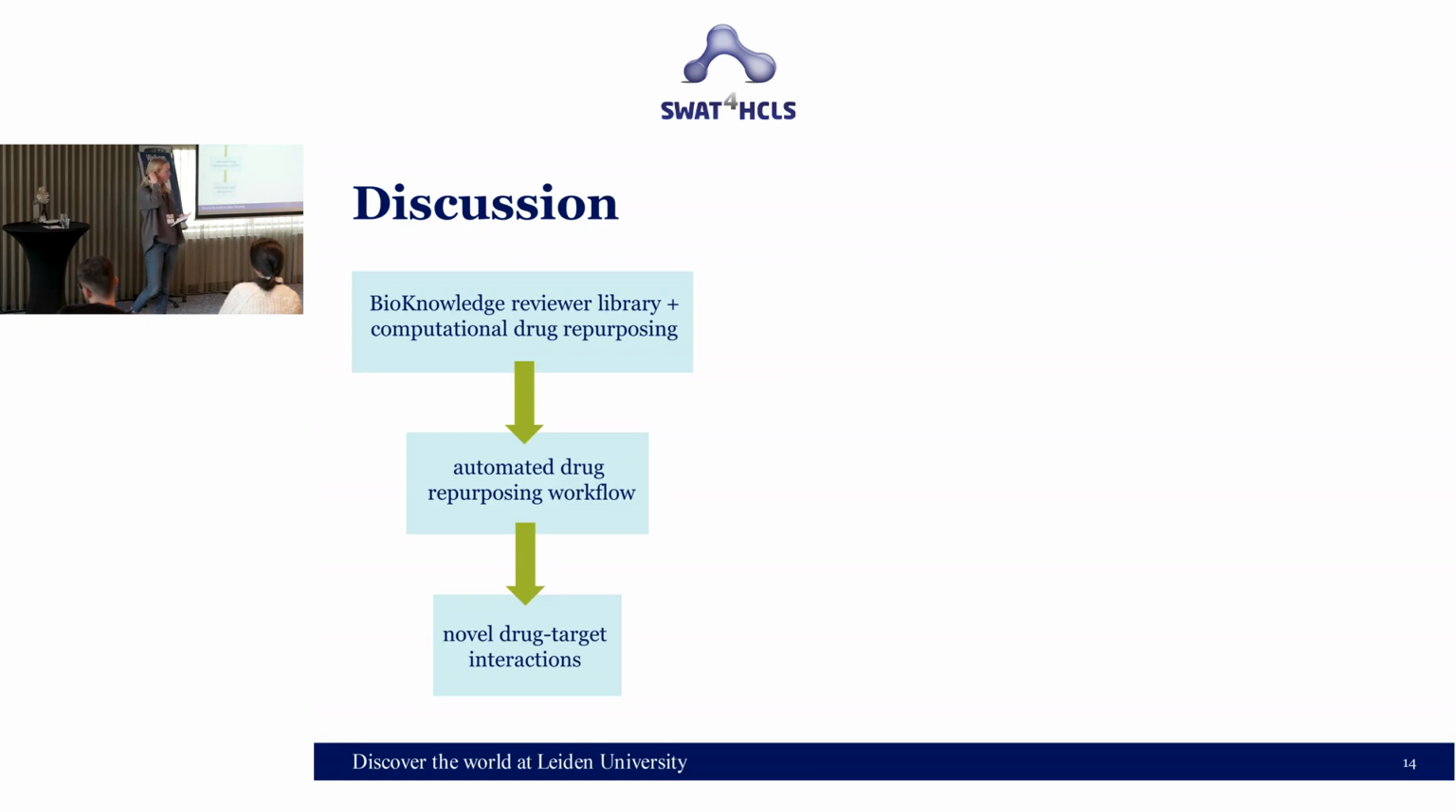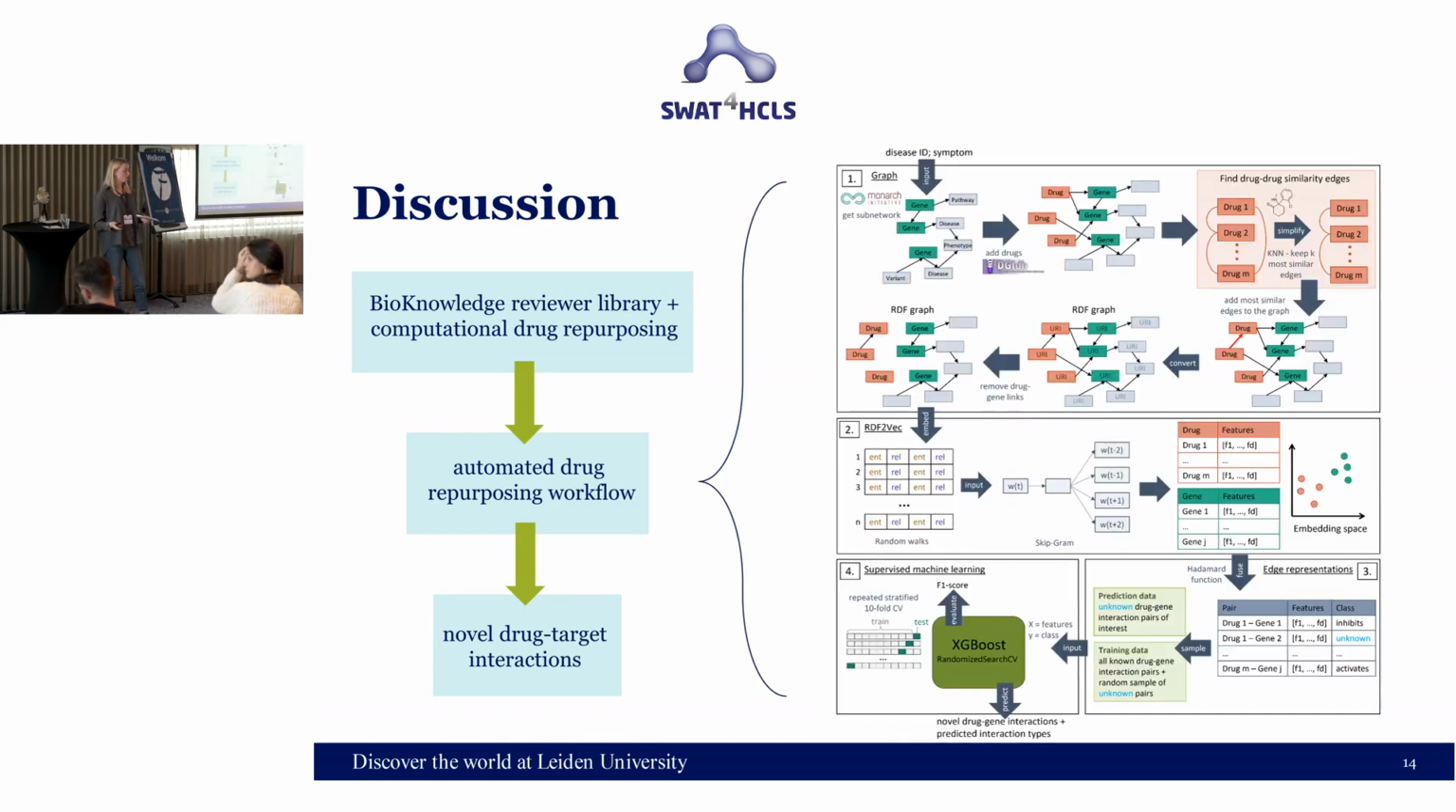So the aim of this project was to use the Bio Knowledge Review library together with a computational drug repurposing approach to find novel drug target interactions. We built an automated drug repurposing workflow, as explained in this presentation. This uses graph-based analysis methods together with network analysis methods and machine learning to create a ranked list of candidate compounds.